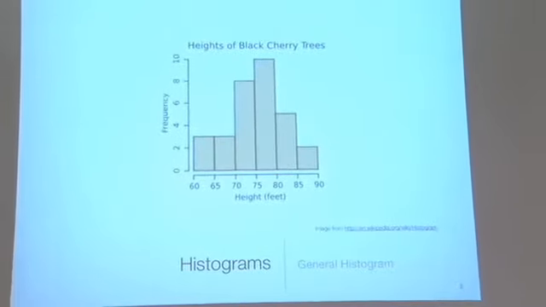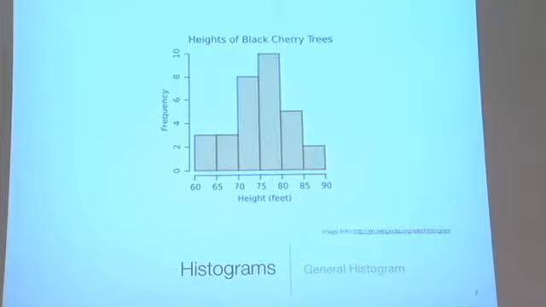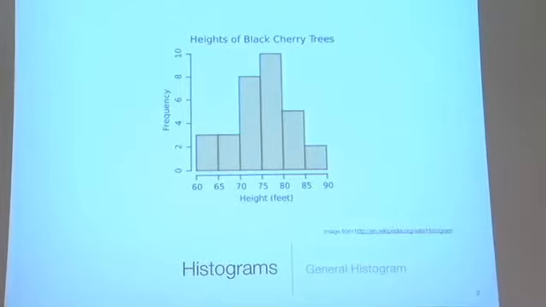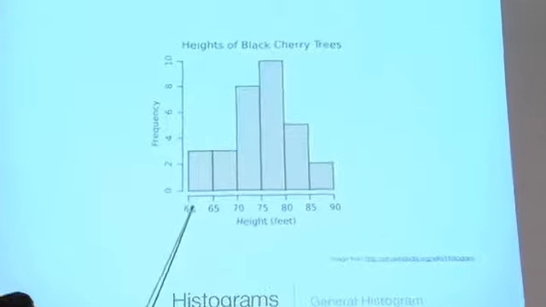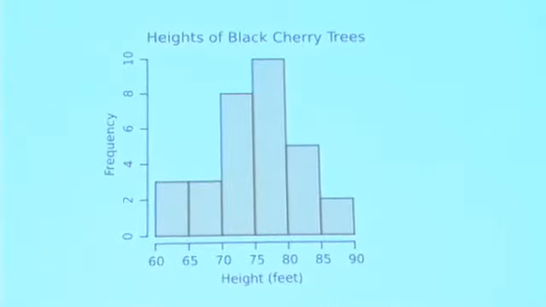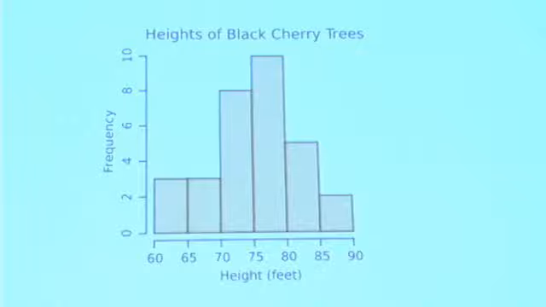For example, this is a histogram of black cherry tree height. Basically it's showing you a count of information, how much of something exists. In this case, there's a height for black cherry trees. They range from about 60 feet to 90 feet tall. And it shows us on the y-axis the count of how many trees actually exist at each of those particular heights. As you can see, in the range of 60 to 65, we have 3 trees. 65 to 70, we have 3 trees. 70 to 75, we jump up to 8 trees, so on and so forth.